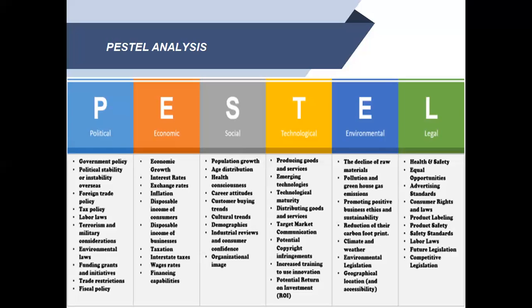Then technological. Especially in today's era, the technological environment plays a very vital role. Like technology is related with the production of goods and services. What are the emerging technologies? Technological maturity, or we can say diffusion of innovation or diffusion of technology, also comes into the picture. Then technology is related with distribution of goods and services. Target market communication, like in the recent past, we have seen more and more companies communicating with their target segments with the help of mobile. Then comes potential copyright infringements, in case it is related with the technological part. Increased training to use innovation and potential return on investment.